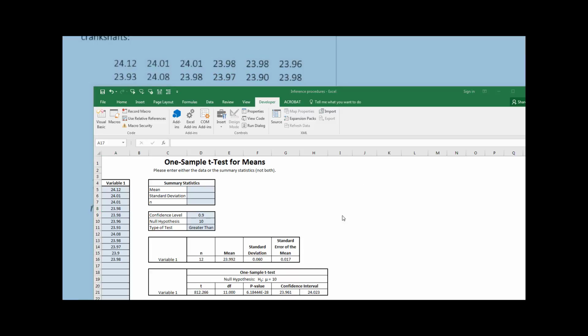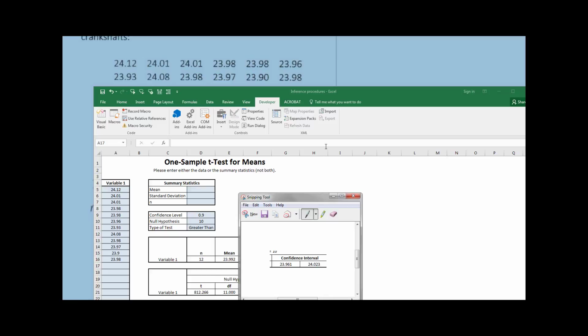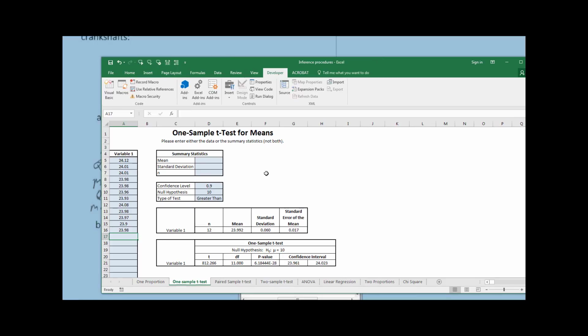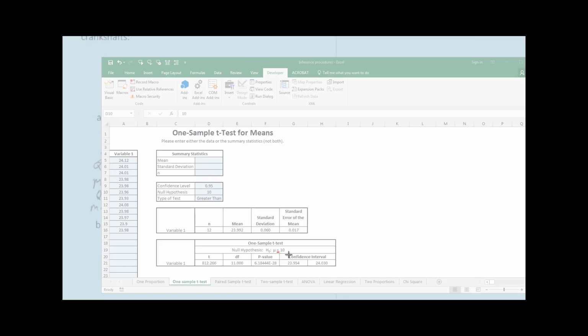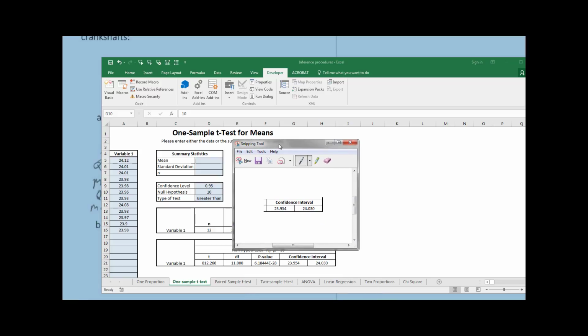Once I've got the numbers typed in, I come down here to the confidence level, and it's somewhere between those two values. Actually, I'm wrong, because it is a 95, so I need to change this to say 0.95. Okay, and then I'm going to take a picture of the answer. So somewhere between 23.9 and 24.03 would be the answer to that confidence level.